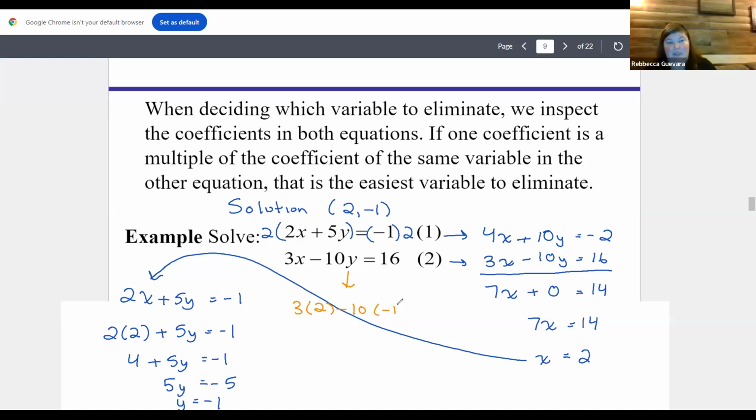So I'm just going to put that point in here and make sure that I get a true statement. So I get 6, -1 times 1 is 10. 16 equals 16. Yeah, that was a point that worked.